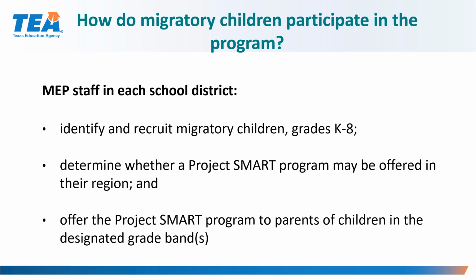In order for migratory children to participate in Project SMART, MEP staff in each school district first identify and recruit migratory children grades K through 8. Determine whether a Project SMART program may be offered in their region. The determining factors may be whether there are enough migratory children remaining in the district over the summer to be served, whether the students who will be in the district over the summer are going to be enrolled in the district's summer school program, since the Project SMART summer program must be supplemental to any required district program. Another consideration is whether the district has qualified staff to teach each grade band.